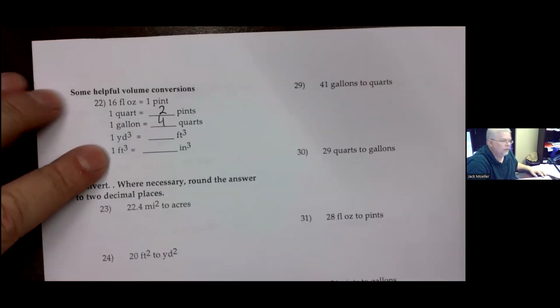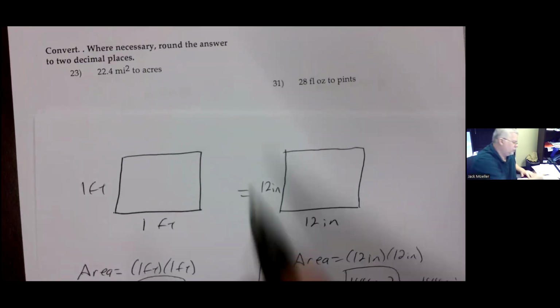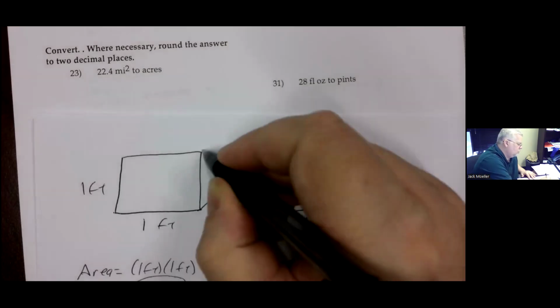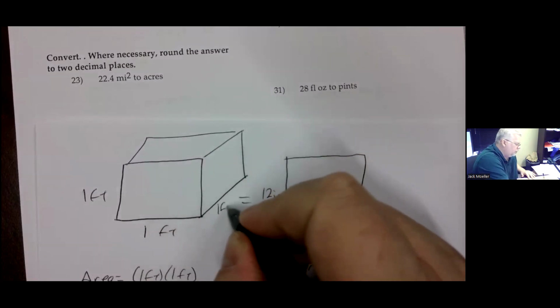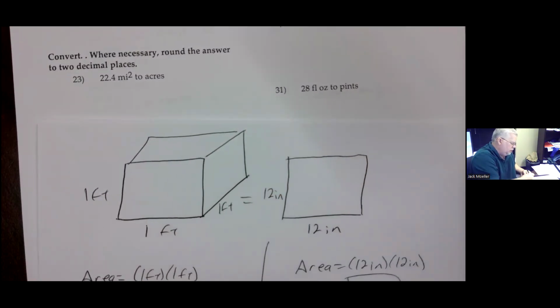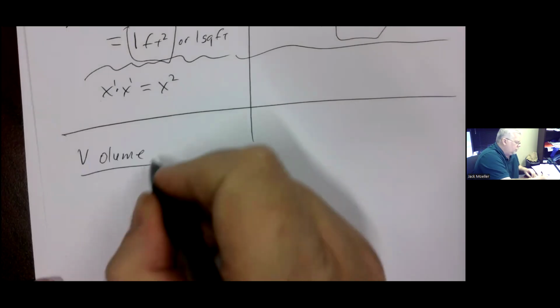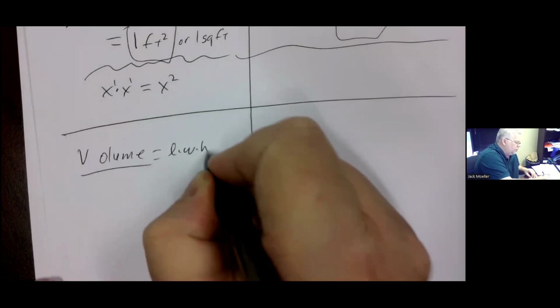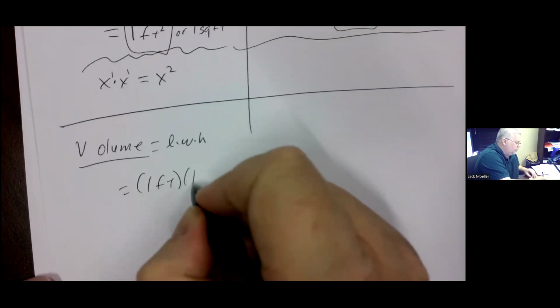So 1 cubic foot is how many cubic inches? Let's go back to the drawing. Now we're dealing with a cube. I didn't leave myself enough room up here, so I'm going to have to cut it short. But if you're dealing with a box, we're dealing with the volume. Volume is length times width times height for a box. So that's 1 foot times 1 foot times 1 foot.